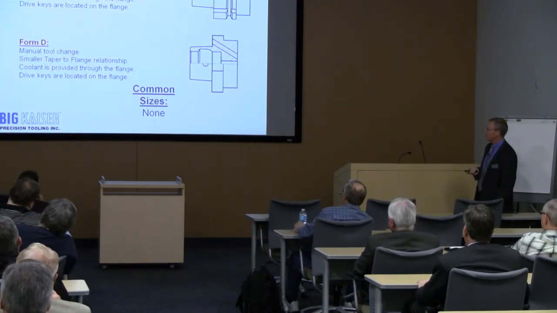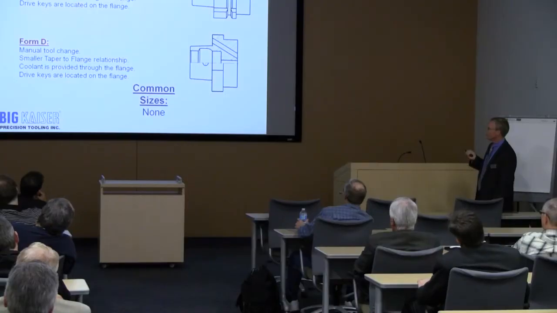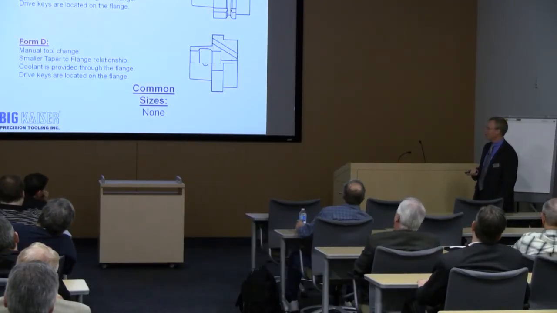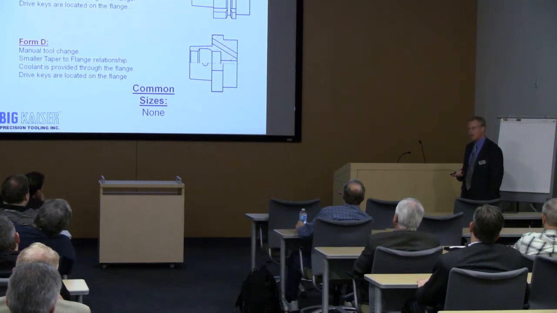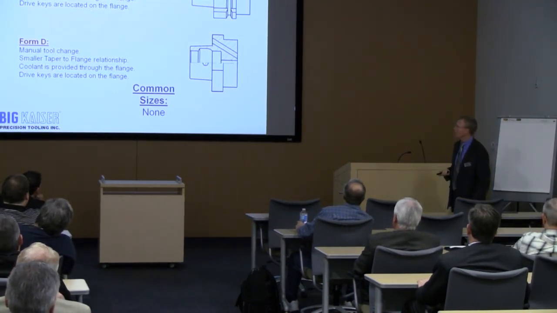Unfortunately, the Forms B and D, which were a revision for cooling through the flange, never took off. Very, very few machines are offering the Form B or D interfaces. So anybody that's looking at a machine that might be taking Form B should study very carefully the tool selection that's out there before you do something.